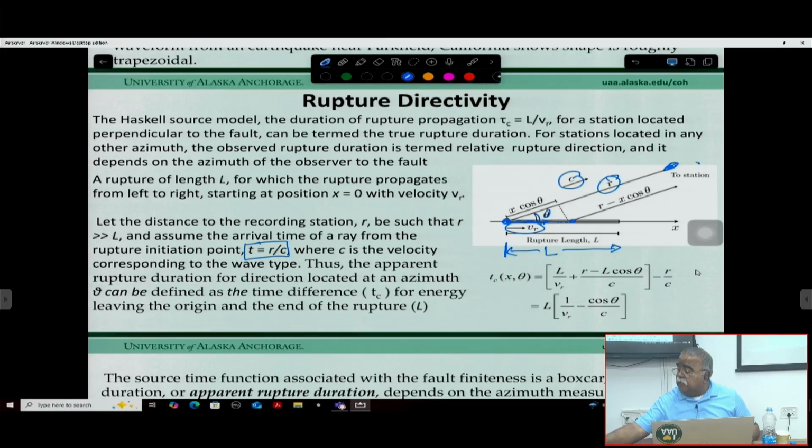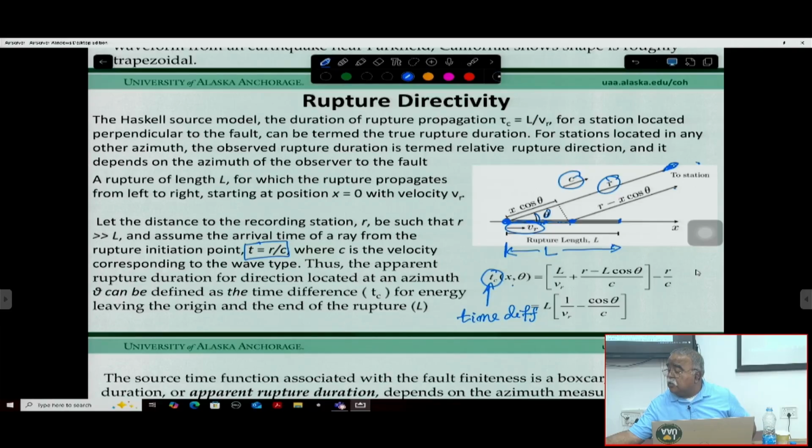So the time difference from the rupture coming from this point and the rupture coming from this point, right? We can call this Tc the time difference. So this is the time difference of the wave coming from this point and the wave coming from this point. Then Tc theta will be equal to L by Vr. So L is this distance, and the velocity of rupture is Vr. So this is L by Vr plus r minus L cosine theta.